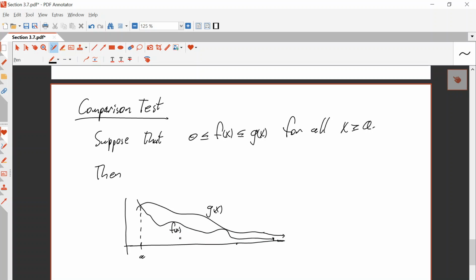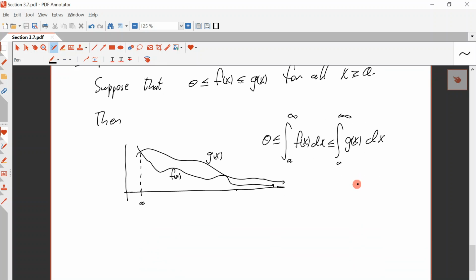Well, in this case, clearly the area under the curve for f is less than or equal to the area under the curve for g. So the integral from a to infinity of f of x dx is less than or equal to the integral from a to infinity of g of x dx, I forgot my dx. And it's bigger than or equal to 0. It's going to be a non-negative answer.